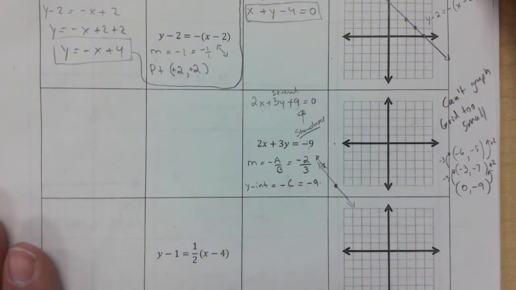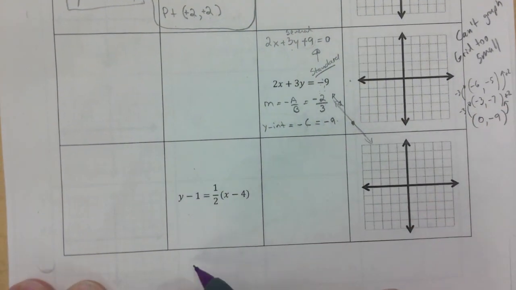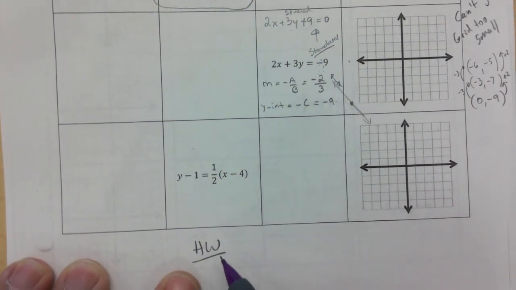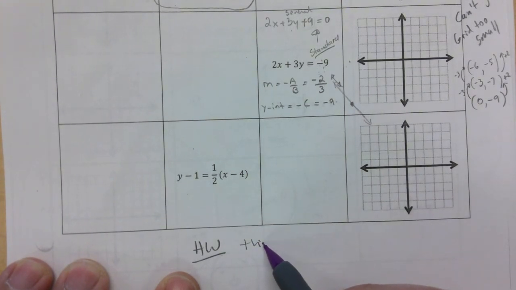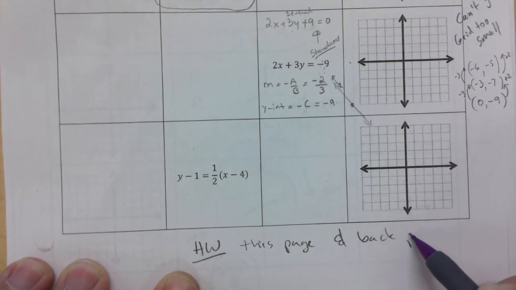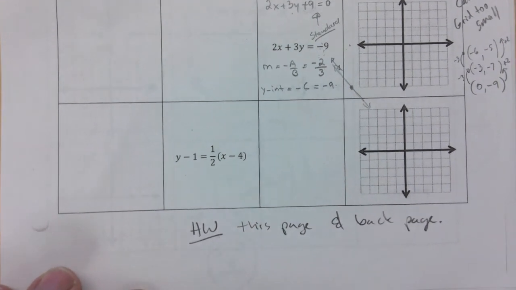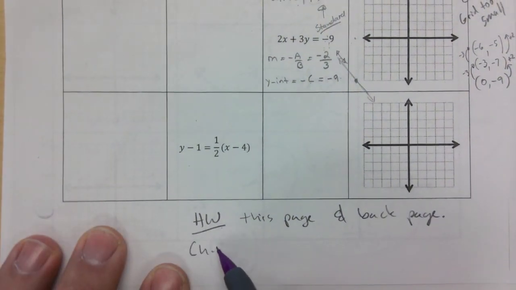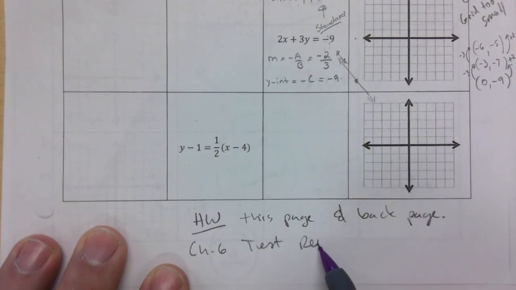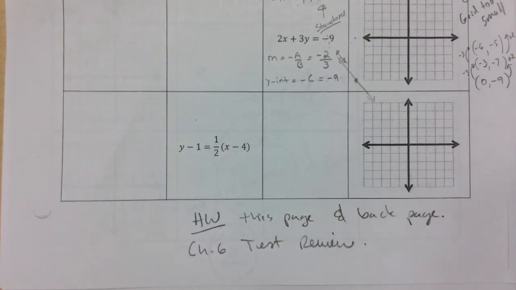What I would say is, for homework, finish this page and the next page. So homework, you do this page and the back page. Yep, and the review. Chapter 6 test review. If you want to start going at it, if this makes sense to you, if you know how to do these things that I'm just talking about here, then go straight to the test review. Key will be posted, okay? Absolutely.